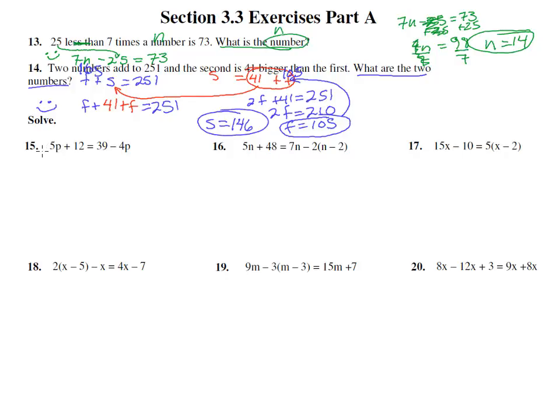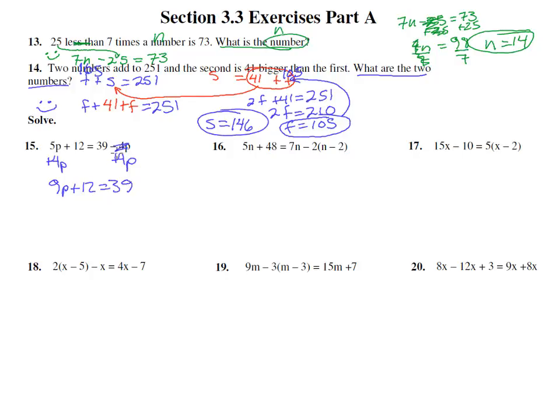Number 15. We're solving these equations, meaning we need to get the variable by itself on one side of the equation. Do we have any fractions? No. Do we have any parentheses? No. But we do have multiple p's. Well, let's get them together. Add 4p to both sides. Just get rid of one of those sets, either the 5p or the 4p. And we now have on the left-hand side 9p plus 12 equals 39.